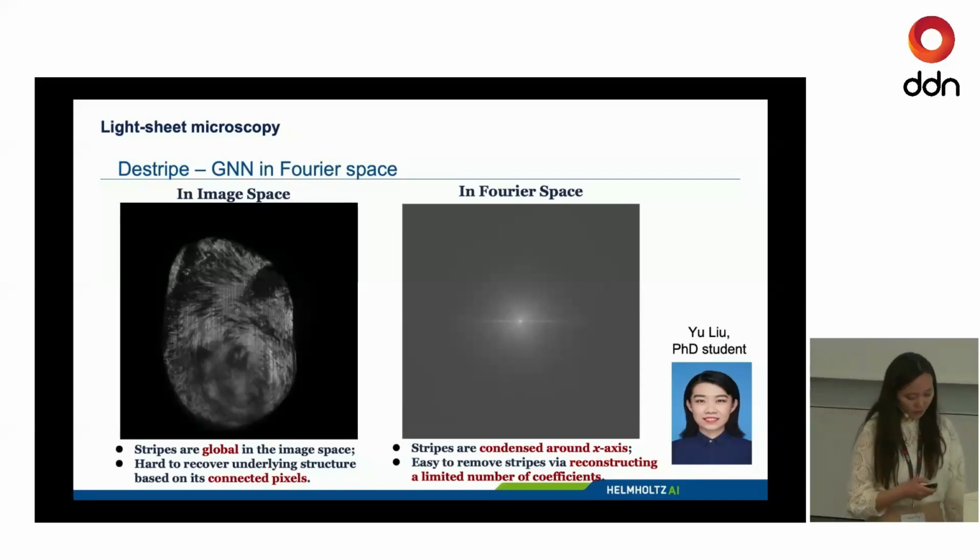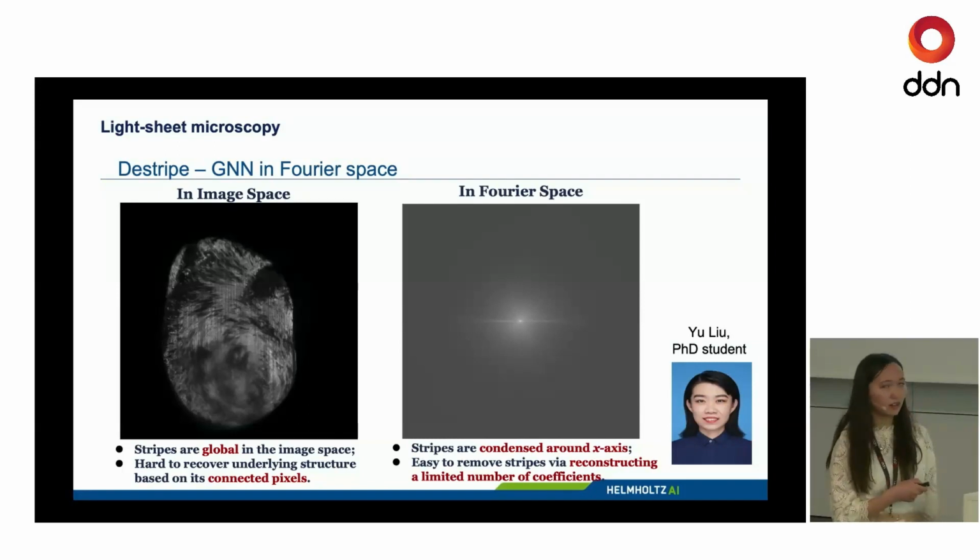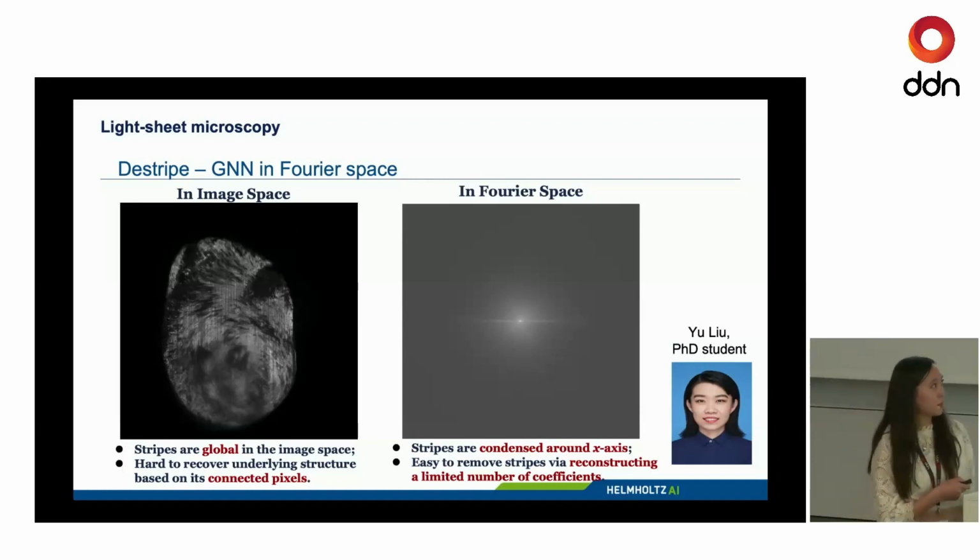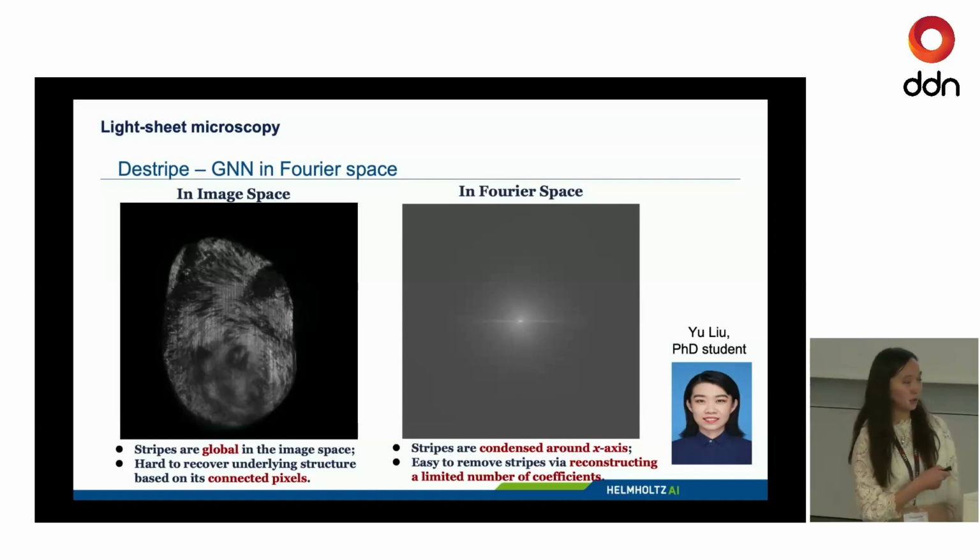We have a very bright student, Liu Yu, who worked on this problem for a bit more than 1 year. The first algorithm she came up with is to get rid of the stripes. She used a graph neural network in the Fourier space. Why Fourier space, not the imaging space? Because she found out the stripes are very global, they are everywhere in the imaging space.